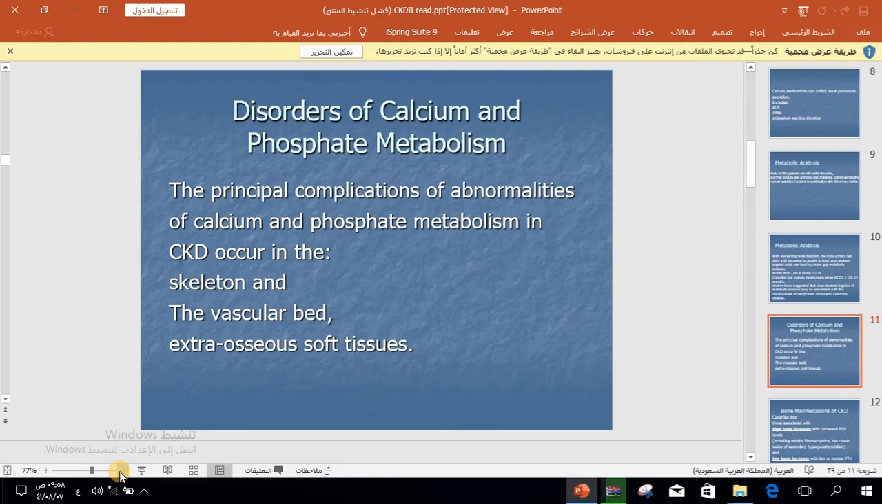The next is disorders of calcium and phosphate metabolism. The disorder of calcium and phosphate metabolism is one of the main manifestations of CKD, one of its major metabolic abnormalities, and it affects the skeleton, vascular bed, and extraosseous tissues.